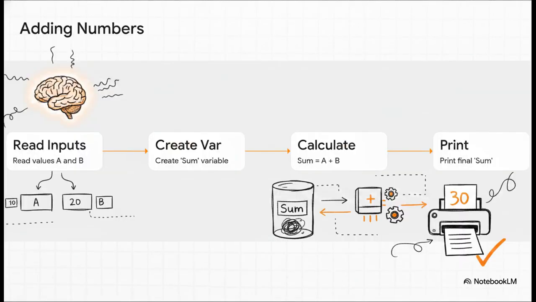Let's actually look at how a human thought process maps onto this. Here is a super simple algorithm for adding 2 numbers. Step 1, we read our inputs. Let's just say A is 10 and B is 20. Step 2, we create a container, basically a variable, and we'll call it sum to hold our answer. Step 3, we actually do the calculation, so sum equals A plus B. And step 4, we print the final sum, which is 30. It's incredibly clear, it's step-by-step, and it has a definitive finish line. This is the raw logic that eventually guides the code.